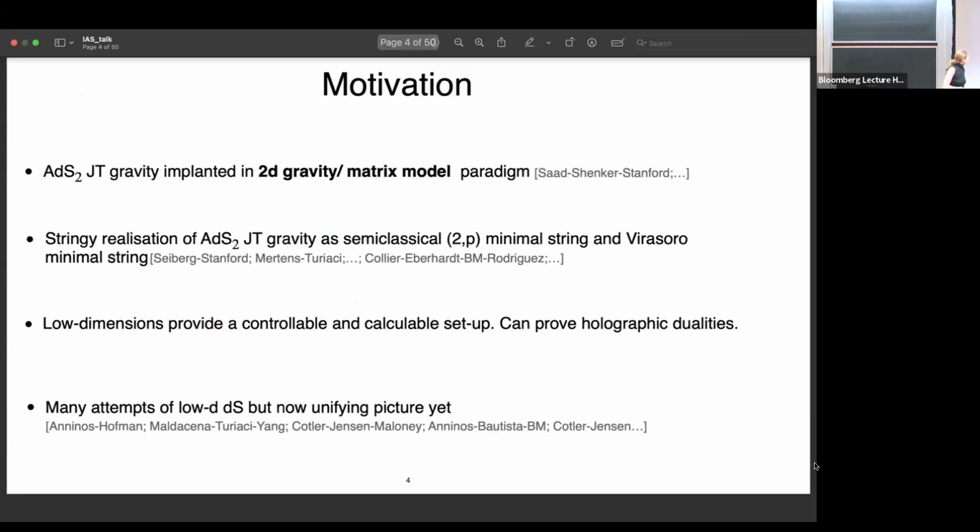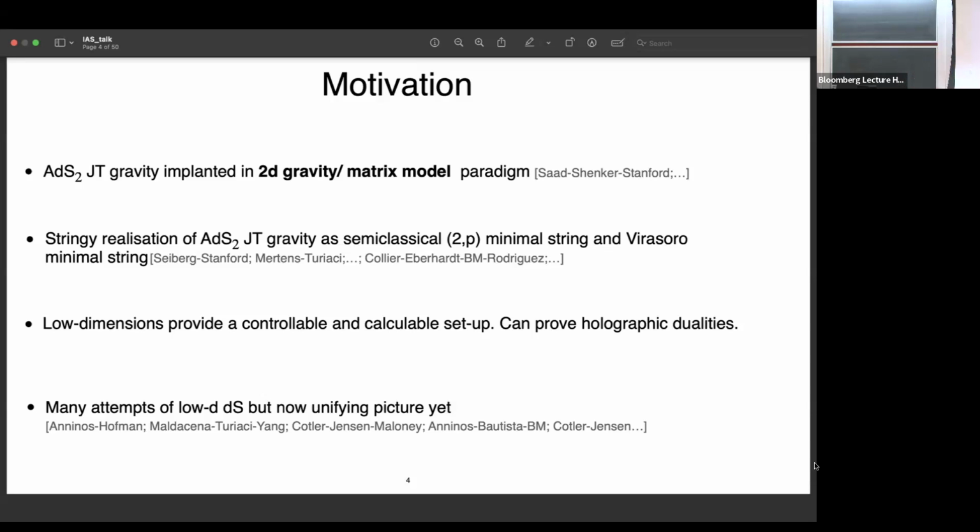So a few years back, in a very nice paper, Saad, Shenker and Stanford embedded AdS2 JT gravity into this paradigm. That's where maybe you have encountered this matrix integral string theory duality. And later on, it has been observed that there is actually a stringy realization of AdS2 JT gravity as a semiclassical limit of this (2,P) minimal string. Here, semiclassical means that I take P to infinity. In other words, I take the central charge of this minimal model to be large and very negative. And later on, in a paper of last year with the same collaborators, Scott, Lorenz, and Victor, we showed that also a so-called Virasoro minimal string gives you a stringy realization of AdS2 JT gravity.